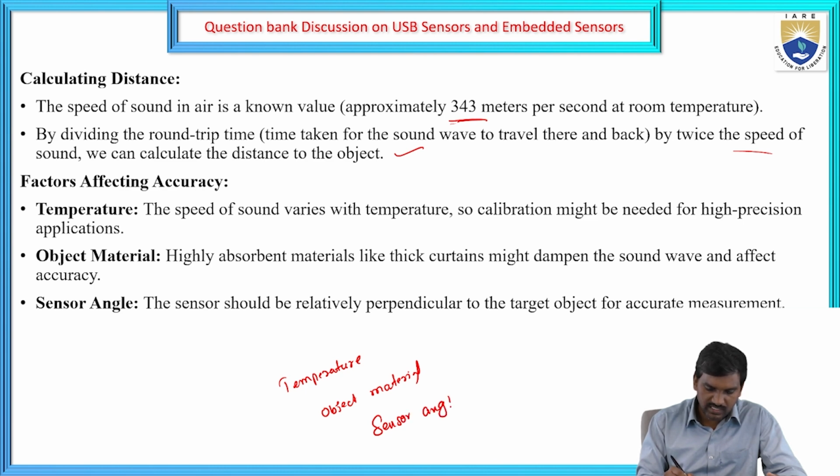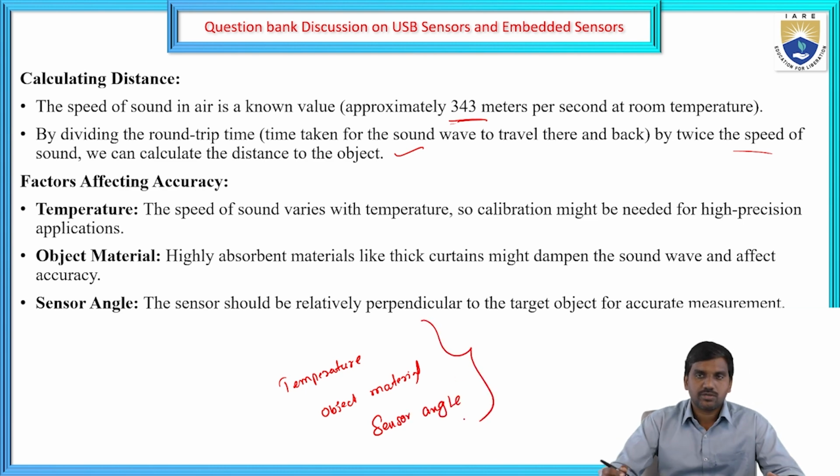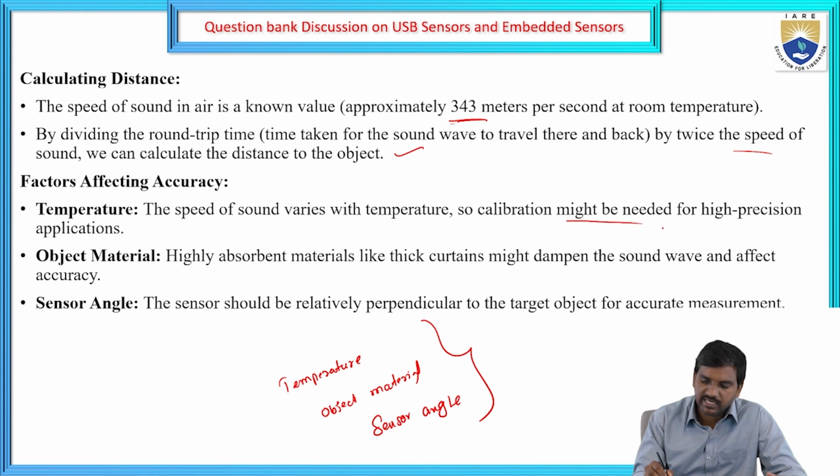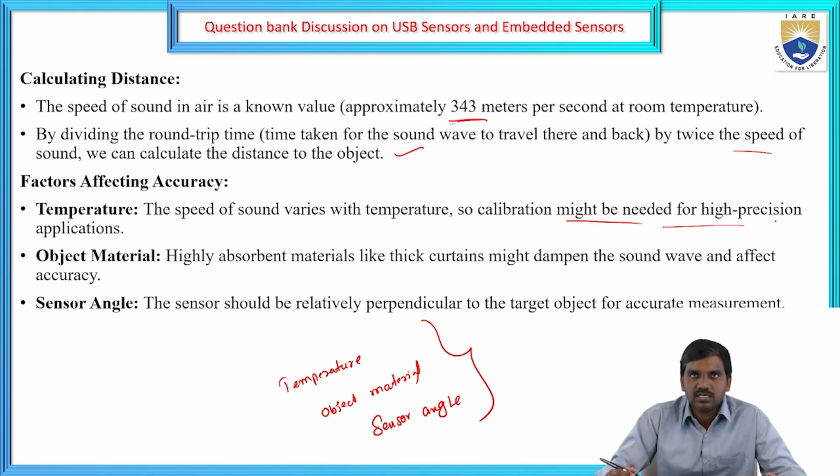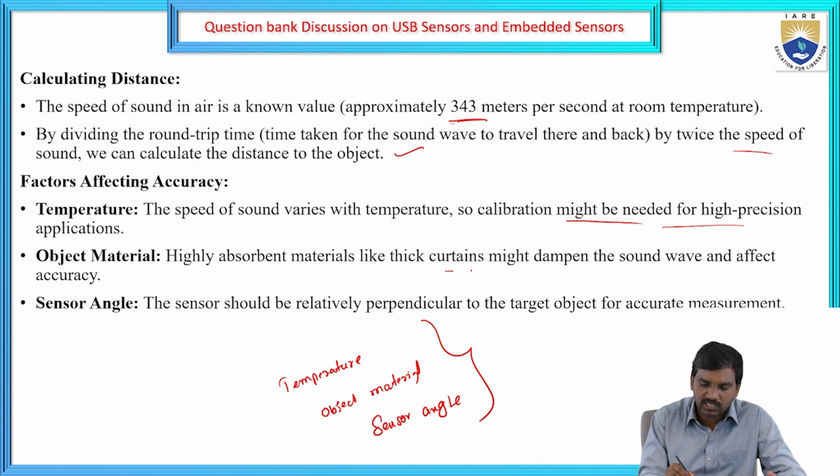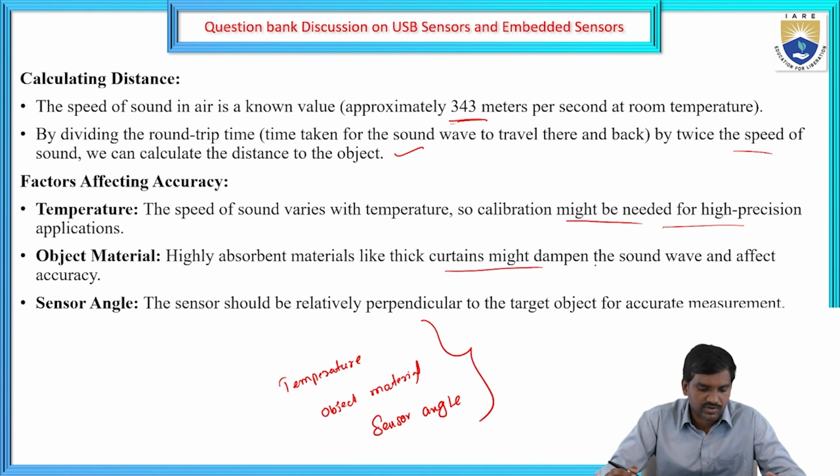So these are the factors to measure the exact accuracy of the device. The speed of sound varies with temperature, so calibration might be needed for high precision applications. And object material: highly absorbent materials like thick curtains might dampen the sound wave and affect accuracy.